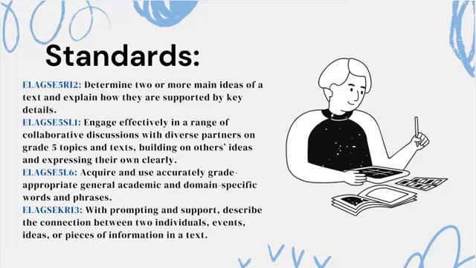Next, we're going to read our standards. So the first one says, determine 2 or more main ideas of the text and explain how they're supported by key details. Engage effectively in a range of collaborative discussions with diverse partners on grade 5 topics and text, building on each other's ideas and expressing their own clearly. Acquire and use accurate, grade-appropriate, general academic and domain-specific words and phrases. And lastly, with prompting and support, describe the connection between 2 individual events, ideas, or pieces of information in a text.